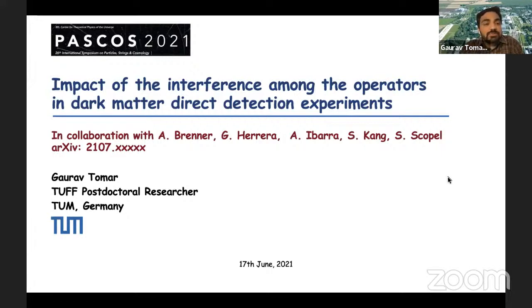Thank you very much for this opportunity to talk here at PASCOS. Today I'm going to talk about the impact of interference among the operators in dark matter direct detection experiments. And this work I'm doing with my group here in Munich and the astroparticle group at Sogang University.